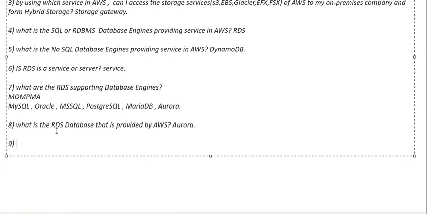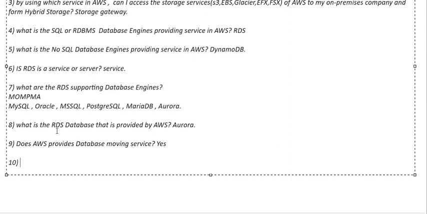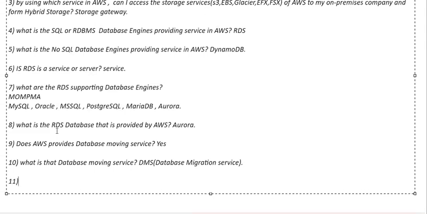Does AWS provide a database moving service? Yes, the answer is yes. AWS provides a database moving service. What is that service? In AWS, we call that DMS. What is the full form of it? It is Database Migration Service. Database Migration Service. So let's move on with another question.